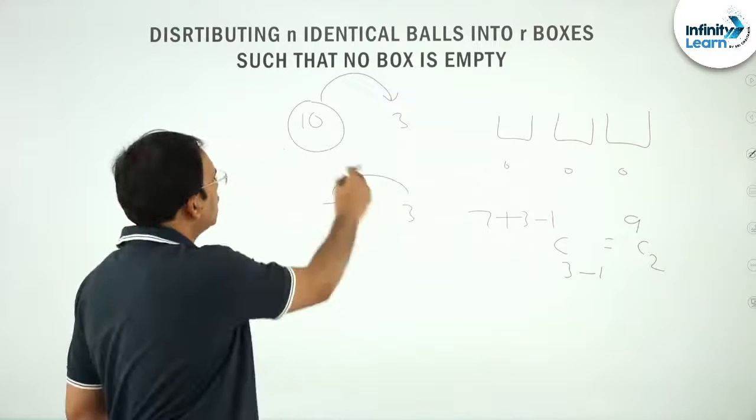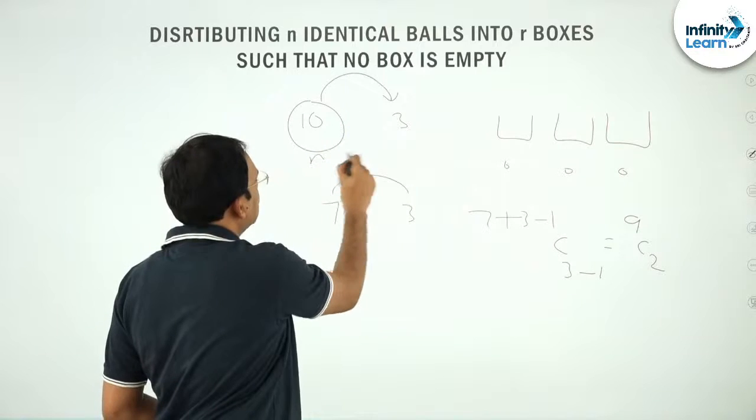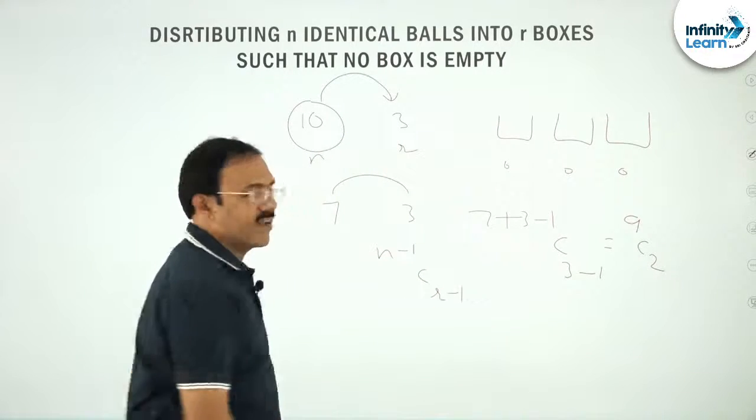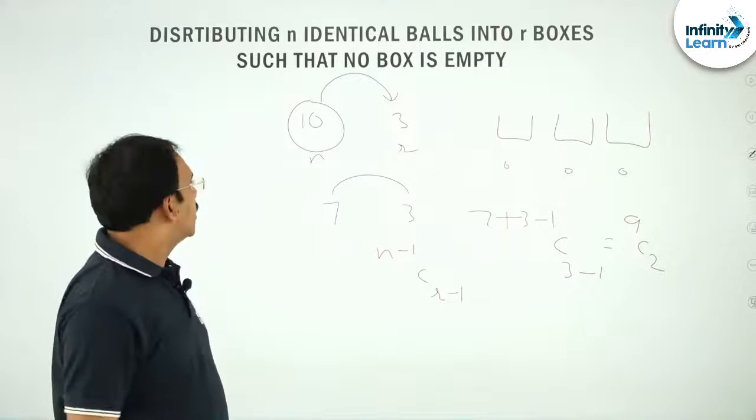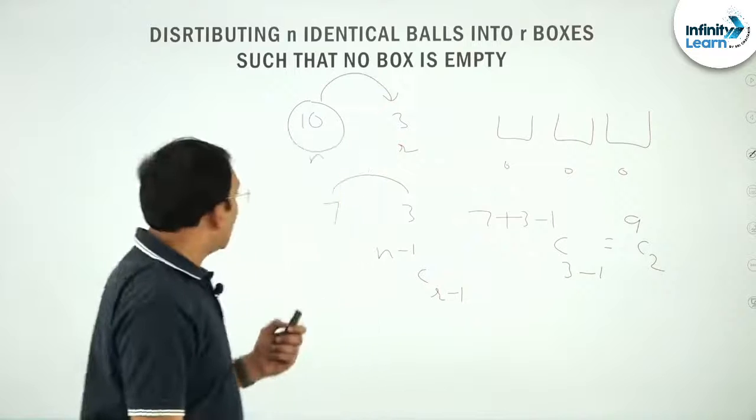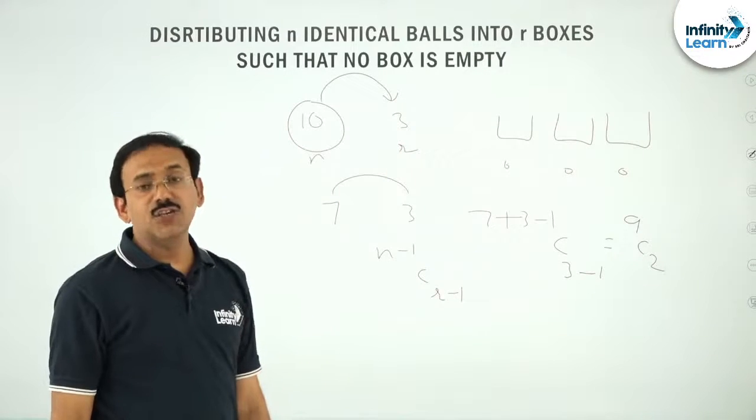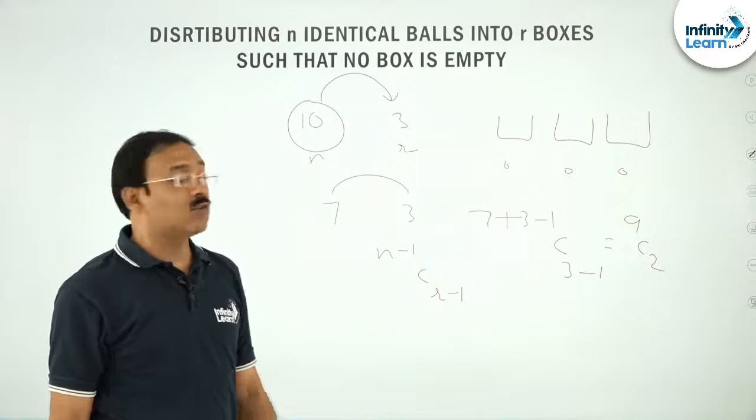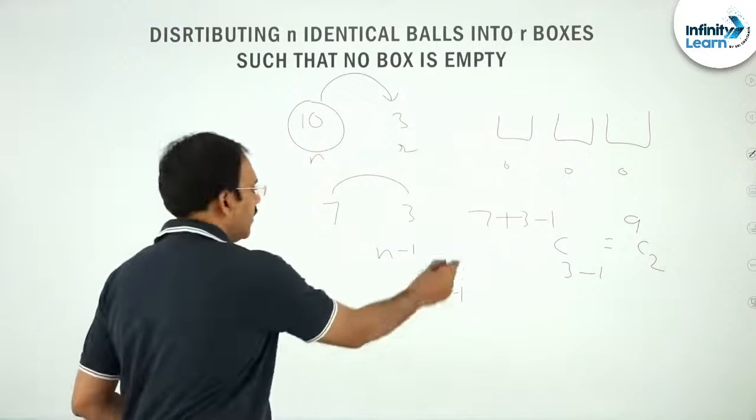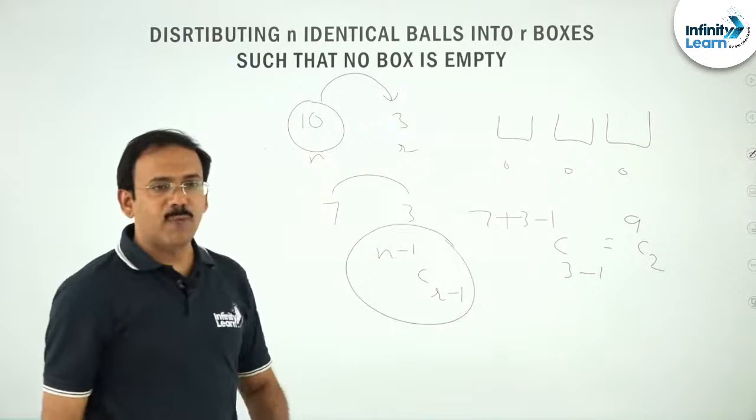In fact, friends, this is n, this is R, it is going to become n minus 1 C R minus 1, right friends. So the number of ways of distributing n identical objects into R boxes such that no box is empty is n minus 1 C R minus 1. I think you can recall these 2 points now.